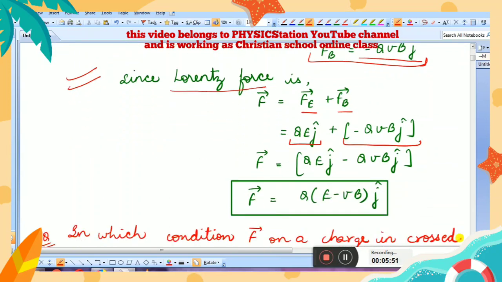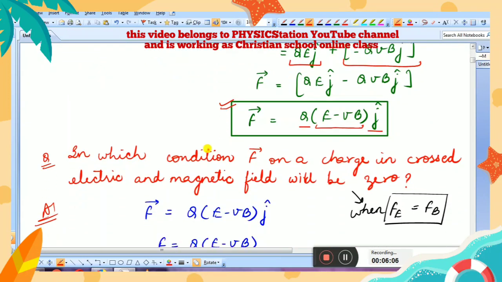After writing, ultimately we can come to this result. q and j cap, these things are common. After taking them common, inside the bracket we will have E minus vB. Then this is the ultimate force which will be exerted by electric field as well as magnetic field together.